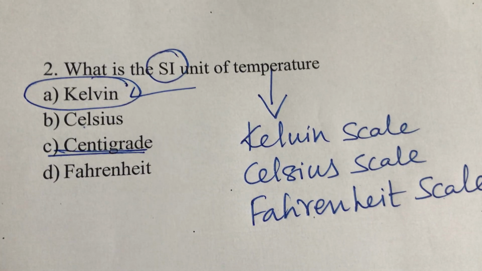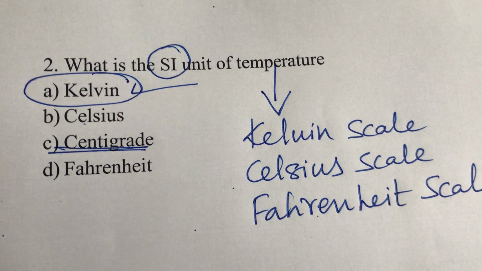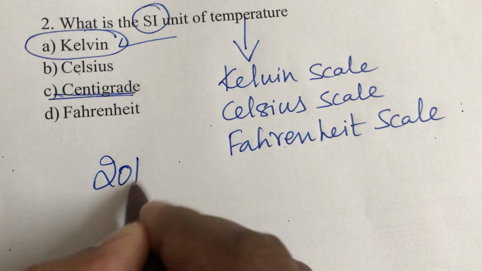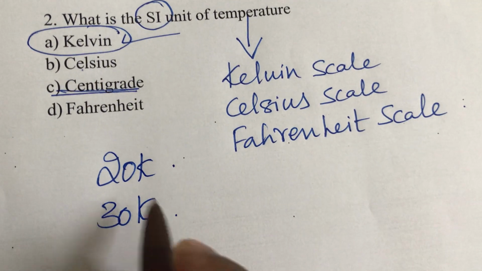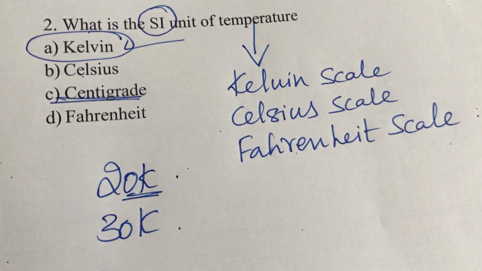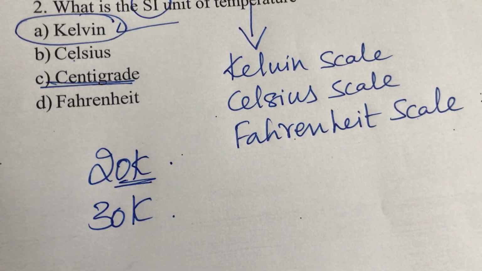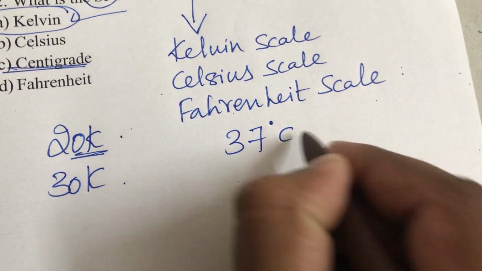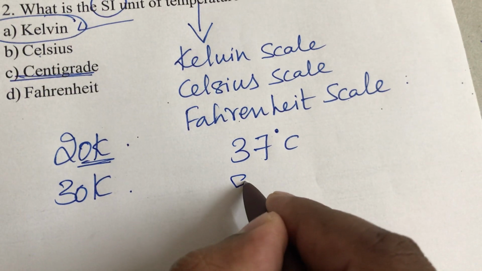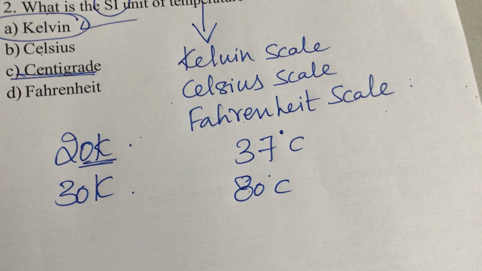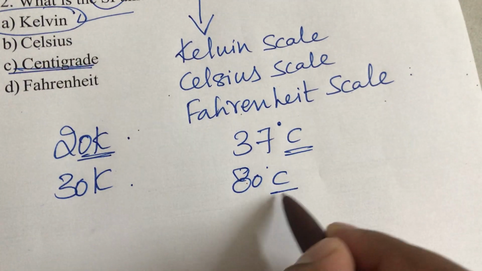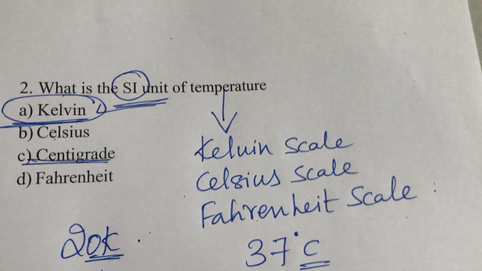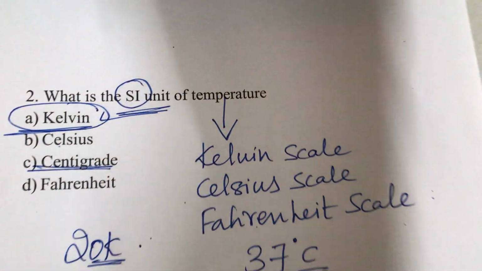Kelvin is one of the fundamental units used to measure temperature. Sometimes we say 20 Kelvin, 30 Kelvin, so K represents Kelvin here. Kelvin is basically a scientist's name, we have to remember that. Sometimes the temperature is 37 degrees Celsius, 80 degrees Celsius. Here Celsius is also a unit, but when it comes to the SI unit, we have to use Kelvin only. All right, we'll move to the third question.